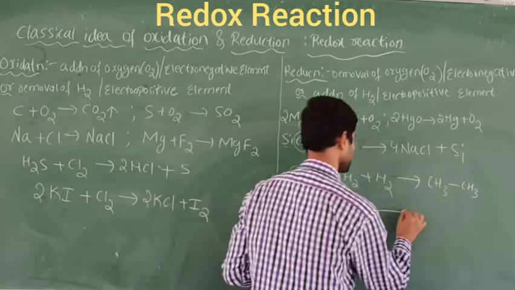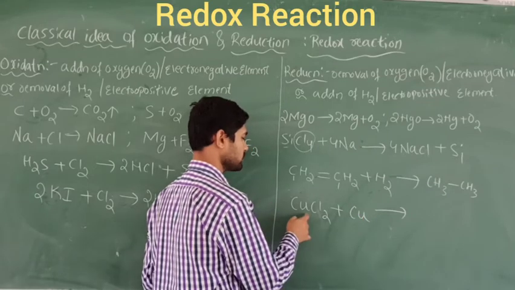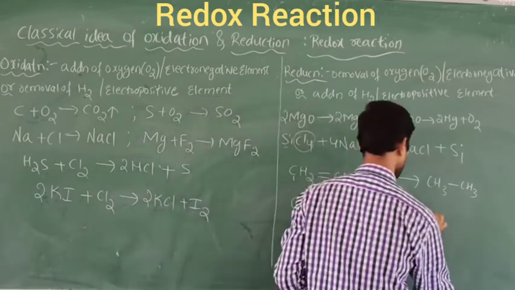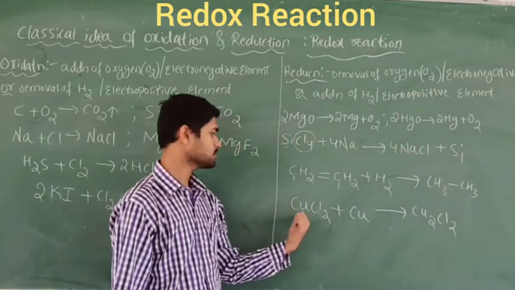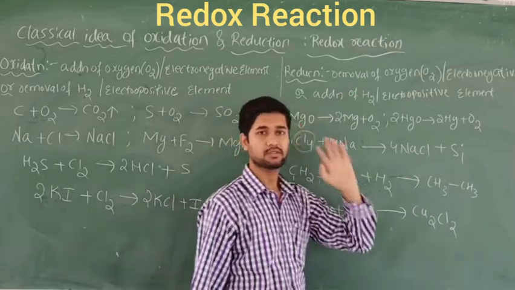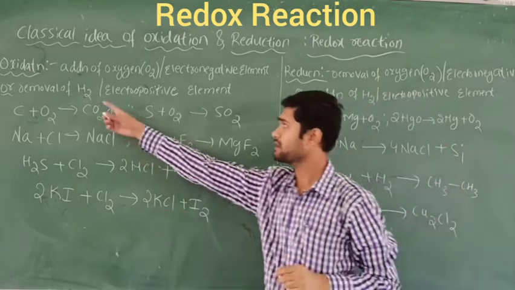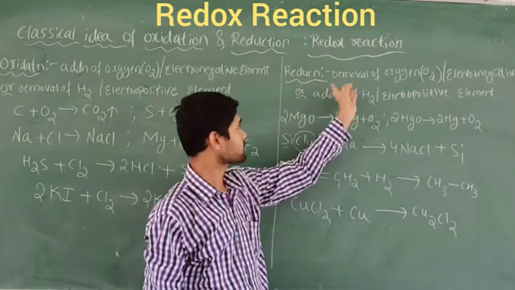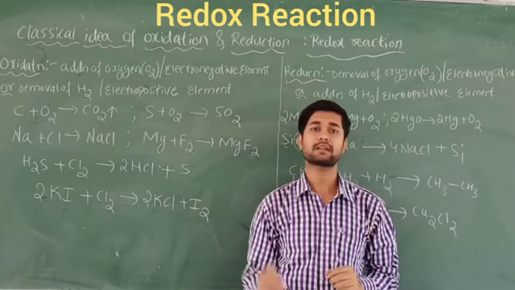So what happens? Now I am going to add this copper, this electropositive element, to the substance. Now it is going to form Cu2Cl2. This type of reaction also belongs to reduction. A chemical reaction involving simultaneous oxidation as well as reduction, that type of reaction we call a redox reaction.